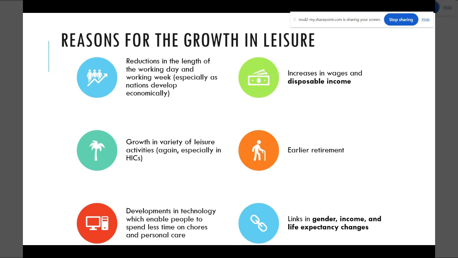As nations develop economically, they go into high-income country status. They will tend to develop a lot of these different things. It's not the only thing that matters, but things that lead to economic growth, or at least HDI, Human Development Index growth, will tend to lead to greater leisure time and growth of leisure activities.